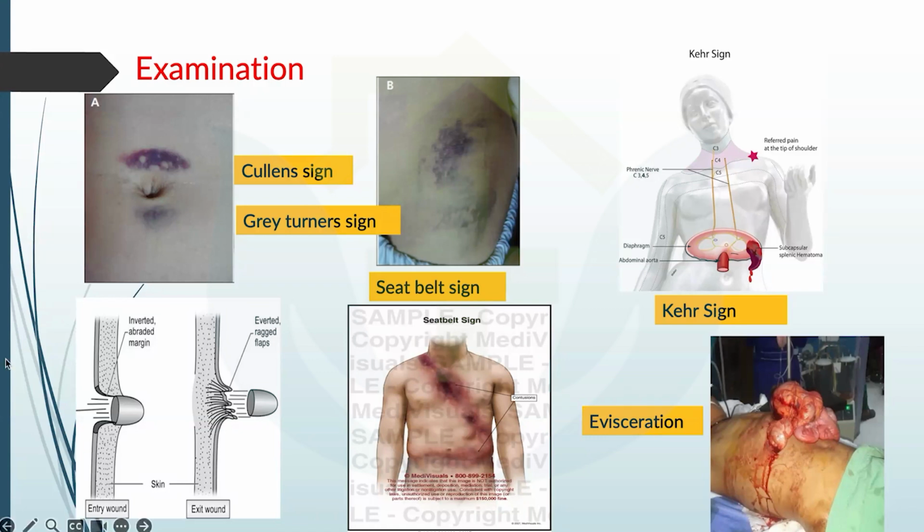Similarly, you can have a splenic laceration, and that can irritate the left side of the diaphragm, and the left side of the diaphragm in turn is innervated by C3, C4, C5, and that can cause referred pain to the left side of the shoulder, and this is known as the Kehr sign.